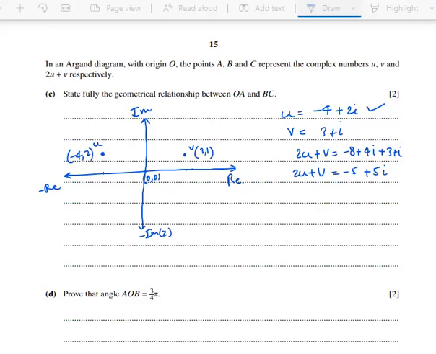All right, then we have 2u + v. So this u is denoted by A, v is denoted by B, and C is represented by 2u + v. Let me call this point A, this is point B, whose coordinates are (3, 1), and C is (-5, 5). So (-5, 5) will be somewhere here, right? This is point C. Now join everything.